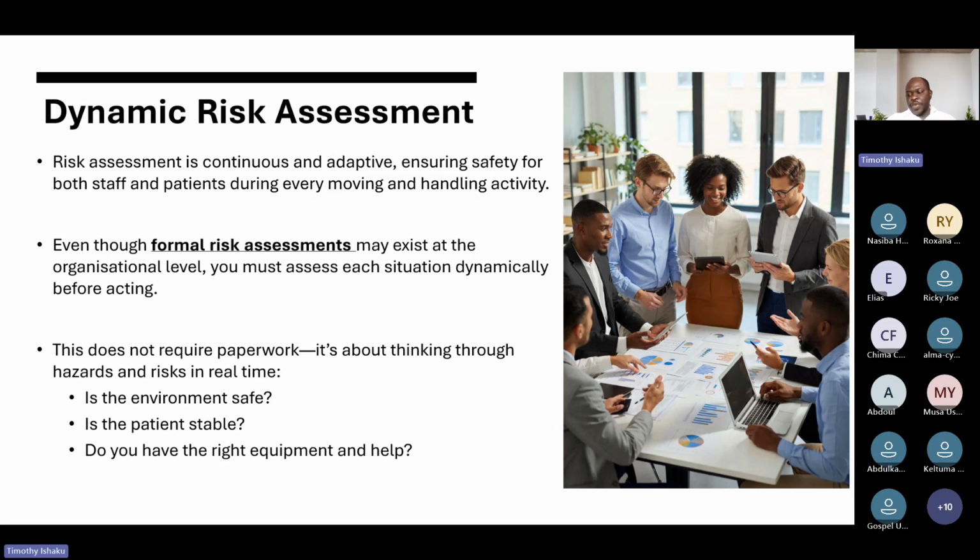So, when you walk into a clinic and a patient is standing in front of you, you quickly look around your environment. Is it safe? Look at your patient. Is the patient stable enough? We talked about those factors that will influence your assessment. Do you have the right equipment and help to carry out the movement, or do you need equipment and help to carry out the movement?